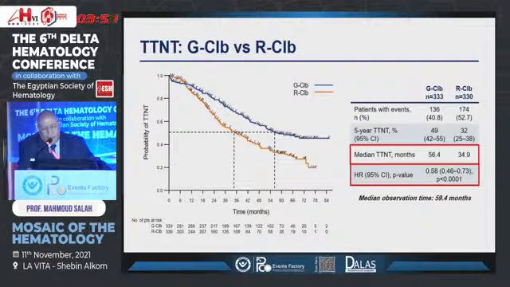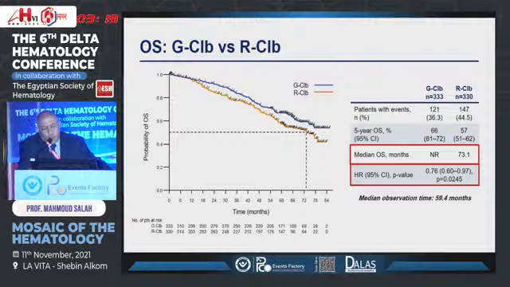Also, for the time to next treatment, patients with Gazyva and chlorambucil showed a time to next treatment of around 56 months, comparing with 34 months in the rituximab and chlorambucil arm, and with a reduced risk of progression by around 42%.